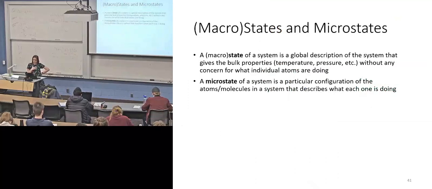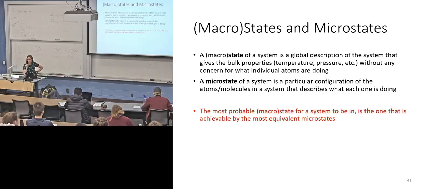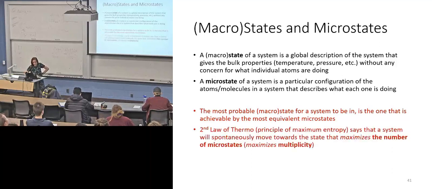So these are, again, just our definitions of the macro state and the micro state. The most probable macro state for a system will be the one that is achievable by the most different microstates. Okay. Another way to say this would be the second law of thermo, the principle of maximum entropy, says that a system will always tend towards whichever state maximizes the number of microstates. Whatever maximizes multiplicity is what we're headed towards. Okay.